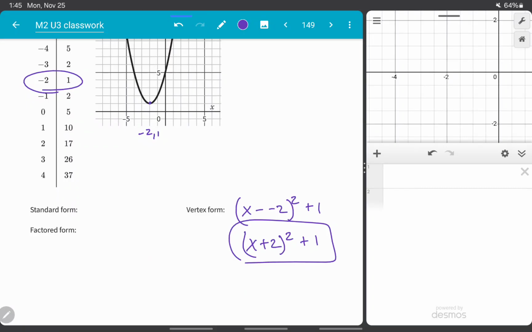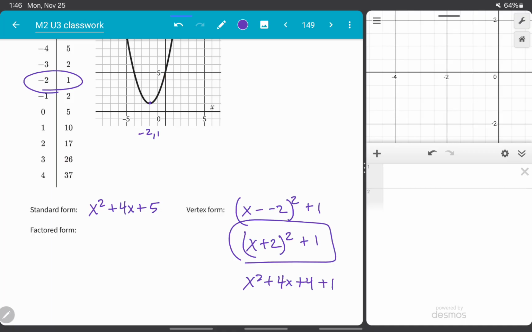I already know what x plus 2 squared is from the previous problem, but I can do it again. It's going to be x squared plus 2x plus another 2x. That makes 4x plus 4, and then I have that plus 1 on the outside. So standard form is going to be x squared plus 4x plus 5.